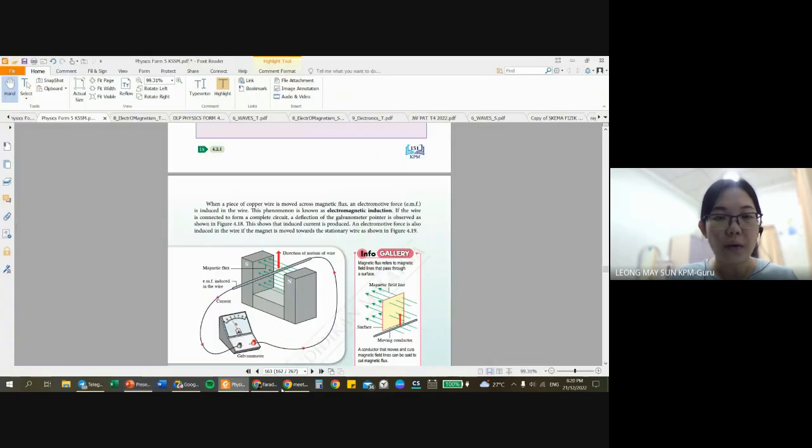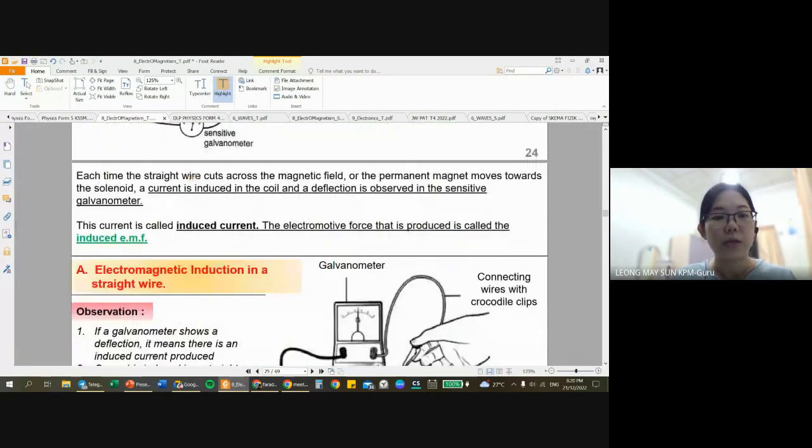Once we have got that clarified, we are going to explain some stuff first. Each time a straight wire cuts through the magnetic field, or the permanent magnet moves towards the solenoid, a current is induced in the coil, and a deflection is observed in a sensitive galvanometer. The current detected by the galvanometer is called the induced current, and the electromotive force that is produced is called the induced EMF.